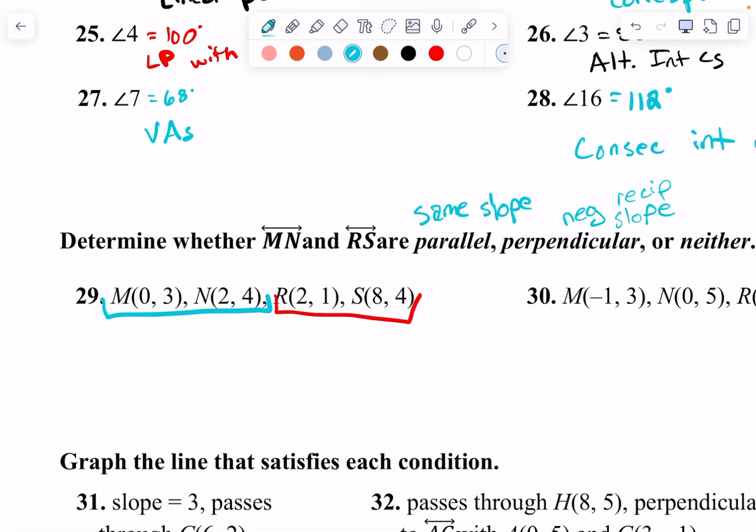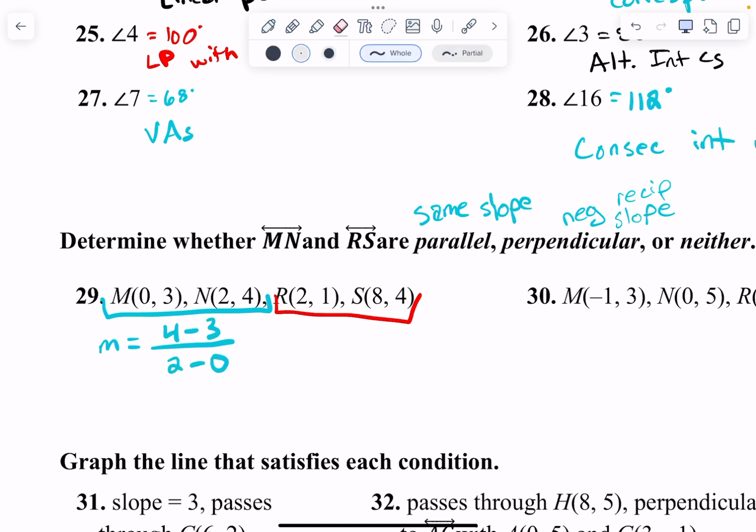Okay, how do I find slope? Rise over run. Y2 minus Y1, X2 minus X1. What's your Y2 for MN? 4 minus 3 over 2 minus 0. 4 minus 3 is 1. 2 minus 0 is 2. 1/2.